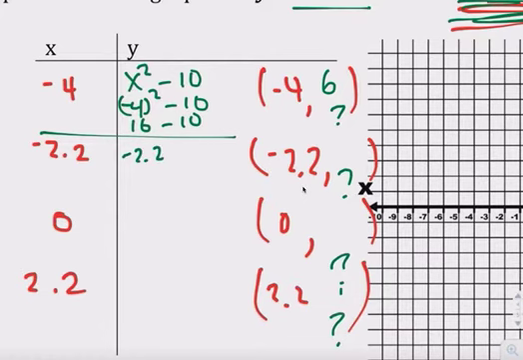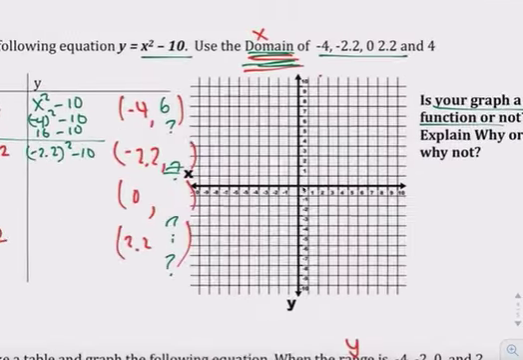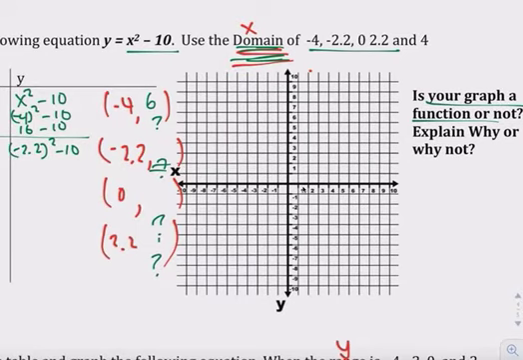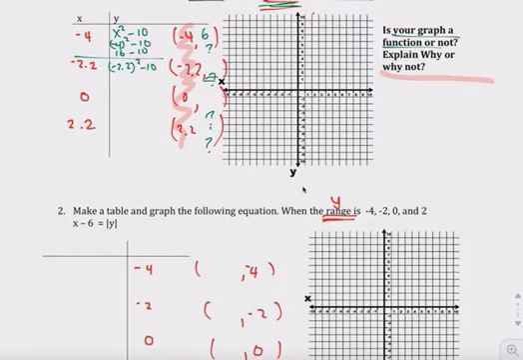Negative 2 squared minus 10. Use your calculator to find it. And then graph. And make sure to explain if it's a function or not, okay? This will not be a function. This will be a function because the vertical line, if you notice, all the domains are different. Once the domains are different, it is a function. And if you draw a vertical line, it will only go through one point. You need to explain that all in here.